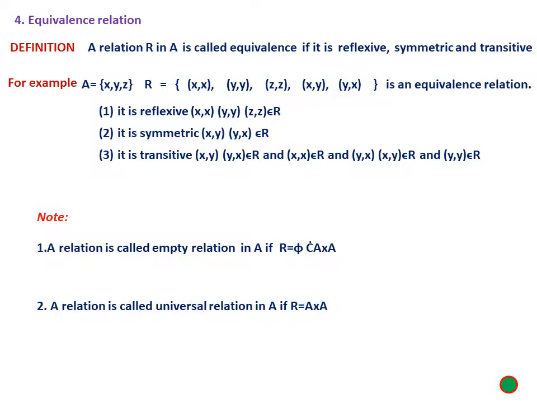So let me sum up now. We have studied four types of relation: reflexive, then symmetric, then transitive, then equivalence relation. Now, let us take a few examples on relation so that the idea will be clear.